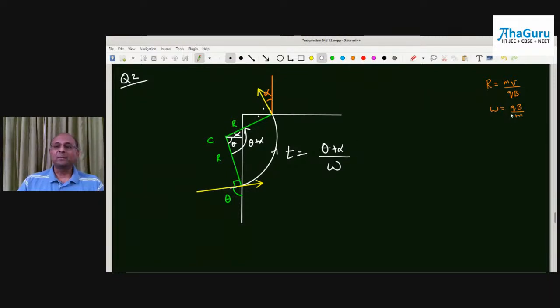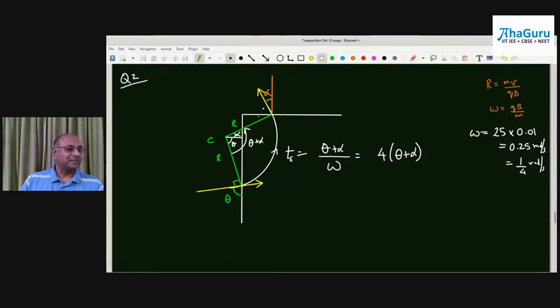Now, omega is QB by M. So we can calculate what omega is. Q by M is given. Q by M is 25 coulombs per kg. Okay, into B, magnetic field B is also given. It is 0.01. So it is 0.25 radians per second. We can think of it as 1/4 radians per second. That is omega. So that means 4 times theta plus alpha, because dividing by 0.25 is multiplying by 4.